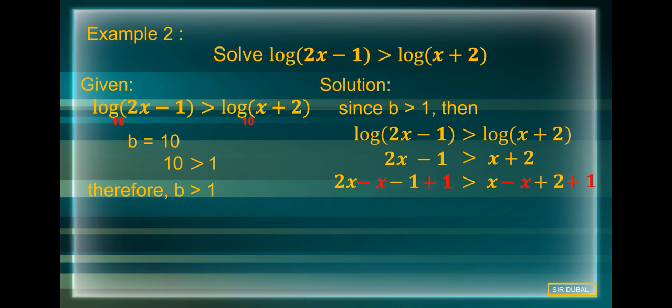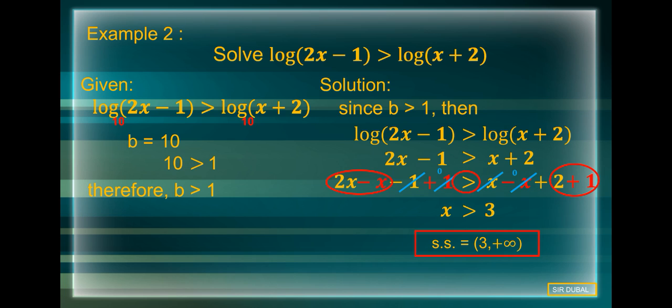So solve for like terms. We have 2x minus x is equal to x. Negative 1 plus 1 is equal to 0. Then we are going to copy the inequality symbol which is greater than. Then x minus x is equal to 0. Then we're going to add 2 and 1. The result is equal to 3. So our final answer is x greater than 3. So the solution set is 3 to positive infinity, where 3 is not part of our solution.